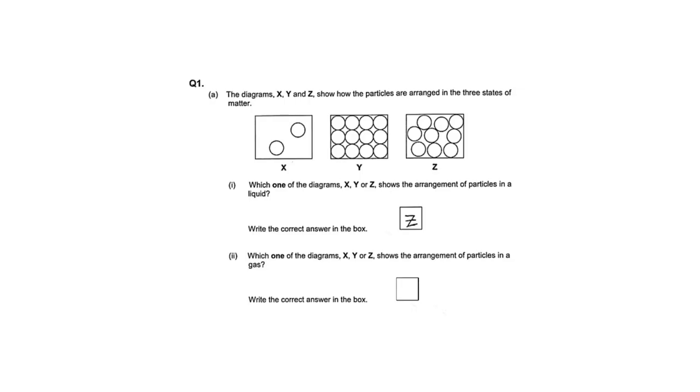Which one of the diagrams X, Y, or Z shows the arrangement of particles in a gas? Do remember, in a gas, the particles have no interaction at all with each other. They're moving in random directions. So it is going to be X. Y is a solid, where the particles are touching each other in a regular arrangement and are not free to move at all.